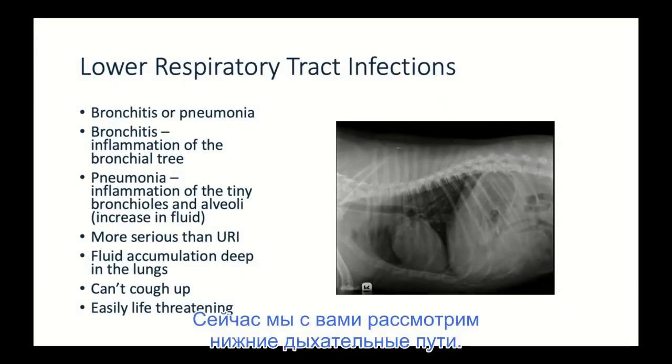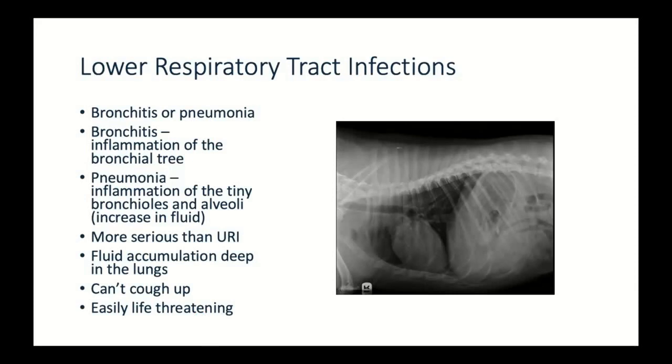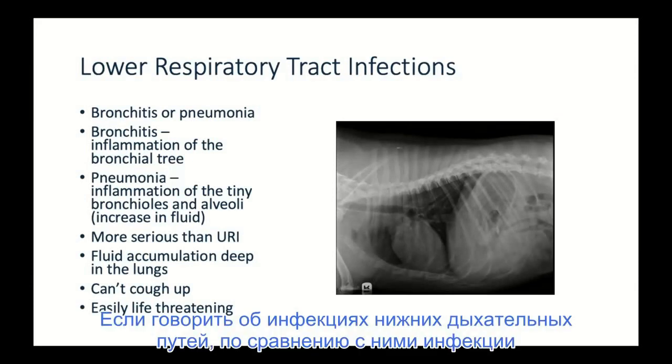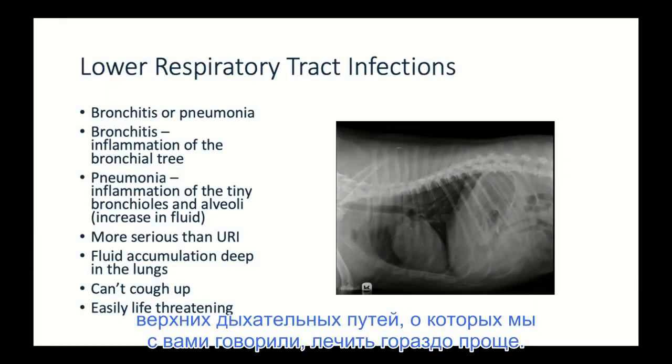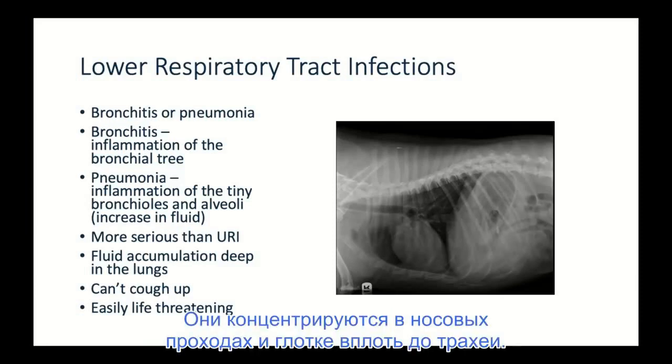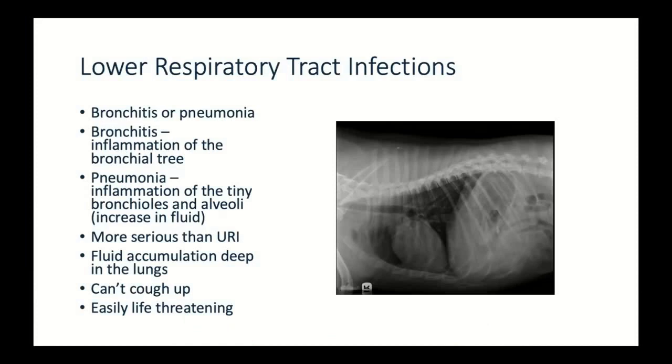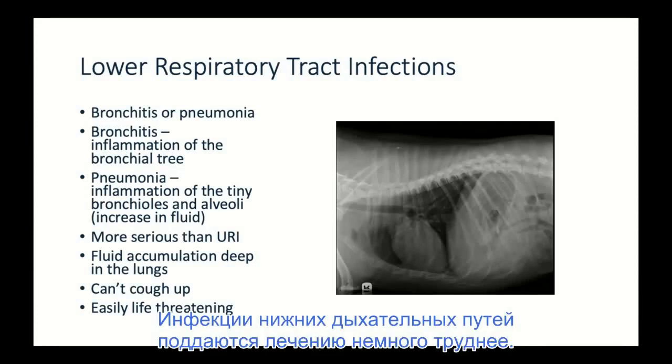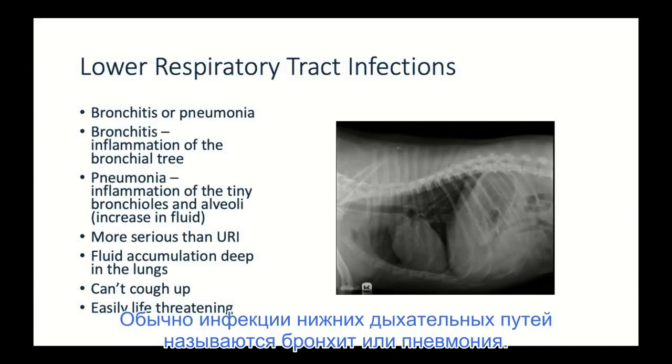So we're talking about now the lower respiratory tract. Looking at lower respiratory tract infections, the upper respiratory tract infections we talked about are much more easy to treat. They are based in the nasal passages and the pharynx and up to the trachea, or down to the trachea. Lower respiratory tract infections can be a little bit more challenging. So typically, a lower respiratory tract infection is called bronchitis or pneumonia.